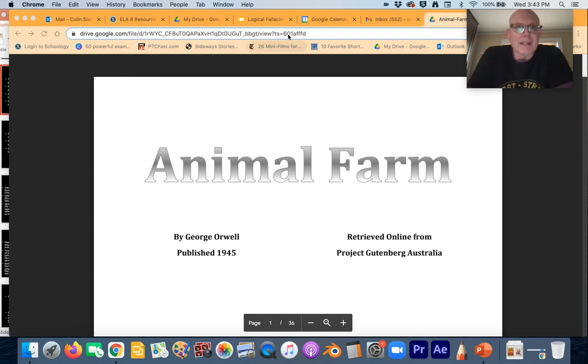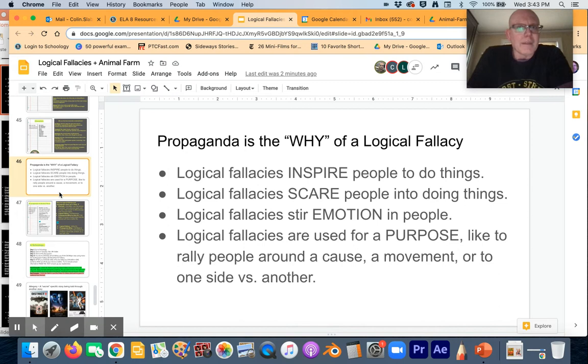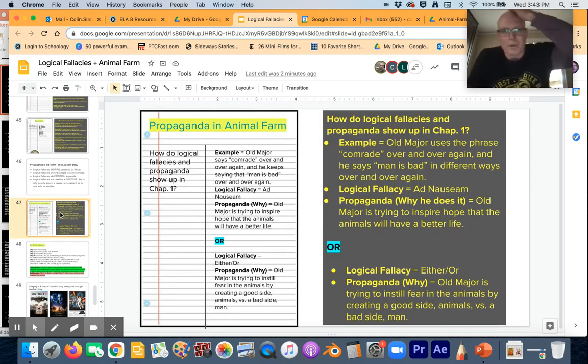Basically, to give you a heads up, here's what we're doing with chapter one: for each chapter, we're going to start with a question. And it really is, how do logical fallacies and propaganda show up in chapter one? And you're going to want to add this basically for every chapter. We're looking for logical fallacies and propaganda. And basically, what I'm going to have you do is take down an example from the text, then take a logical fallacy and name it, right?